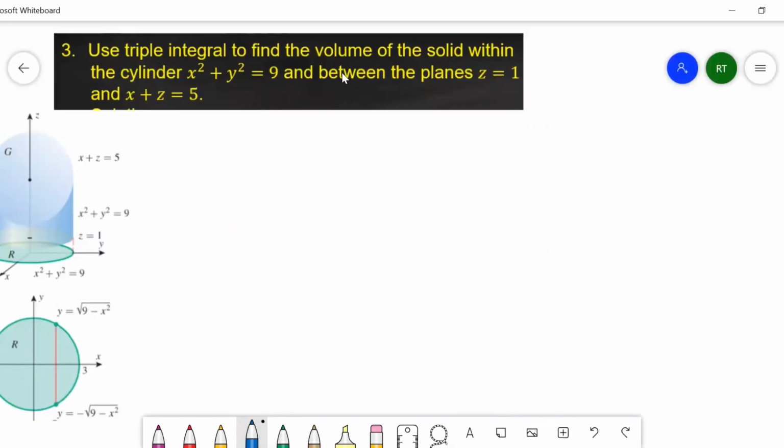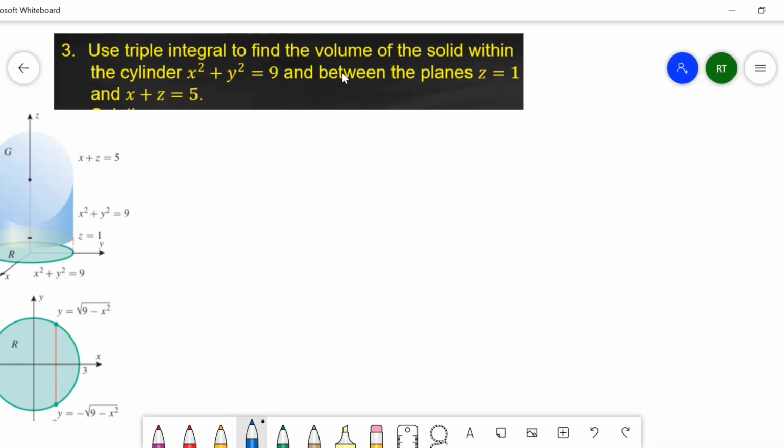Now, use triple integral to find the volume of the solid within the cylinder x squared plus y squared is equal to 9 between the planes z is equal to 1 and x plus z is equal to 5. Okay. We already have here the illustration of the solid.